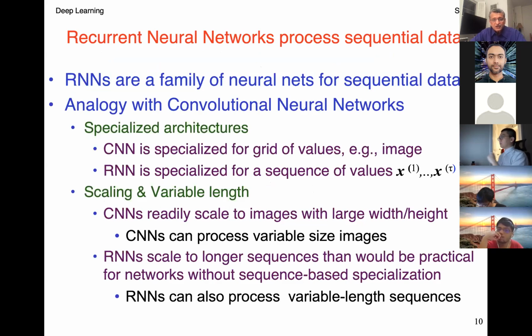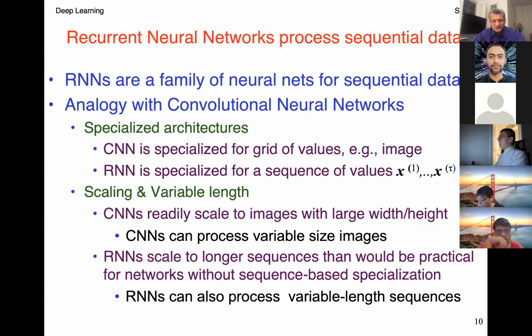So recurrent neural networks process, each of them is, you can think of a neural network at each time instant. We have a process that's going from the input to the output. So it is also a neural network, but it's recurrent. Recurrent networks are a family of neural networks for sequential data.